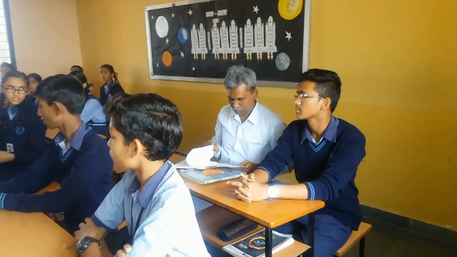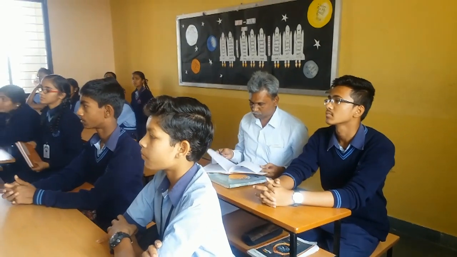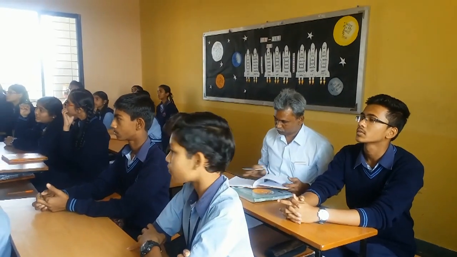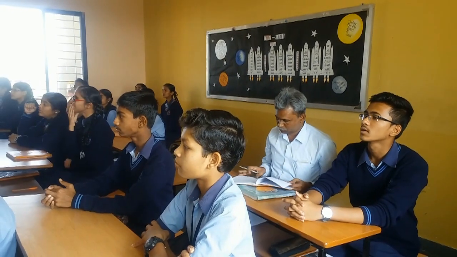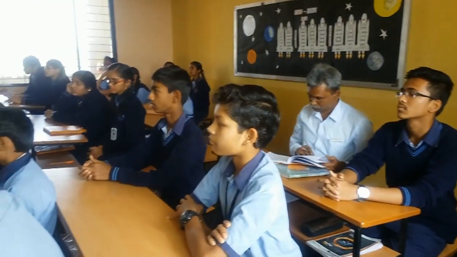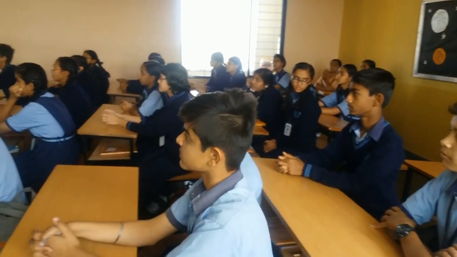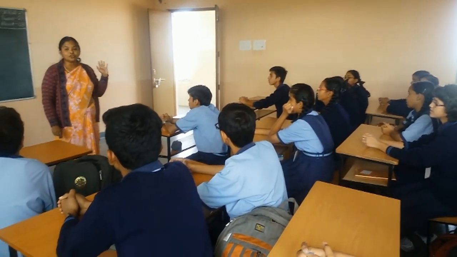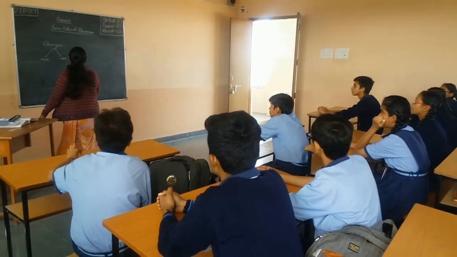What are the constituents of an atom? What does an atom consist of? Protons, neutrons, and what is surrounding the atom? Electrons. So what is inside? Protons and neutrons are placed where? Inside the nucleus. Those are also called nucleons.